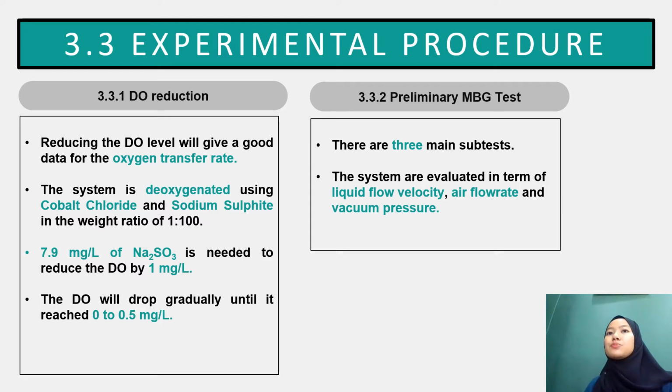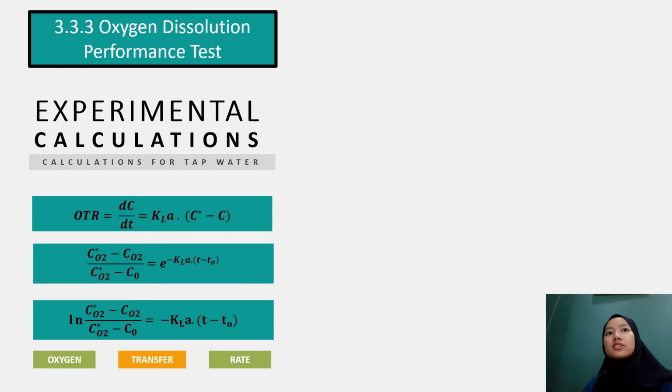Okay, in this preliminary MBG test we are going to vary the liquid flow velocity, air flow rate, and also the vacuum pressure. We are trying to find the correlation between these three. Alright, so now moving on, the first one is the oxygen dissolution performance test.